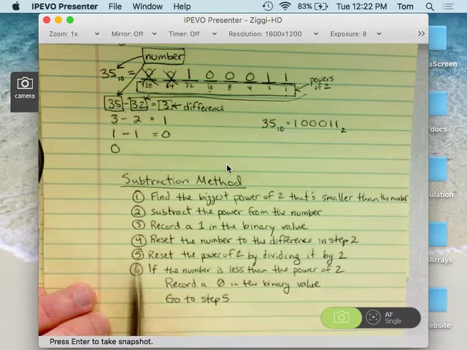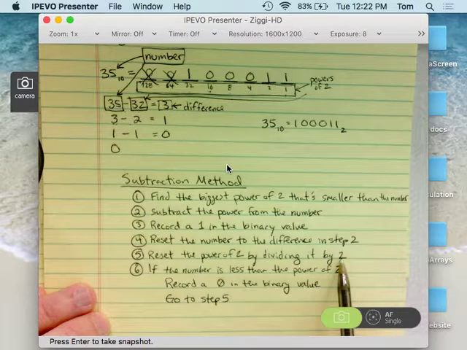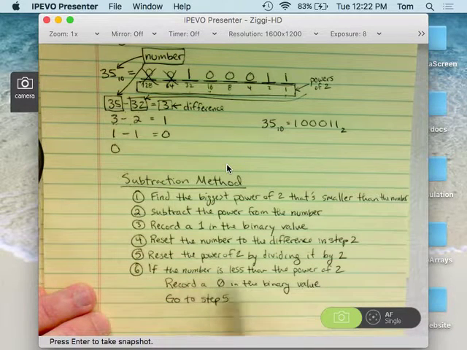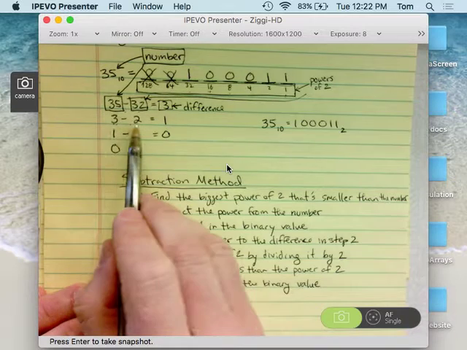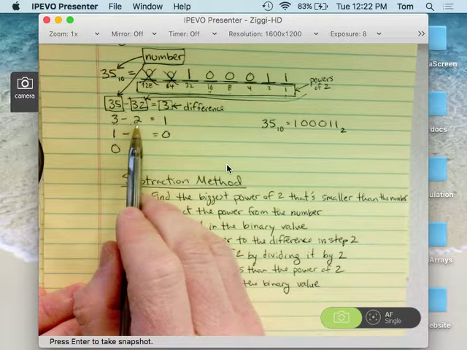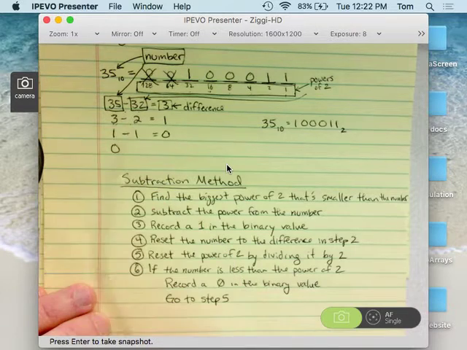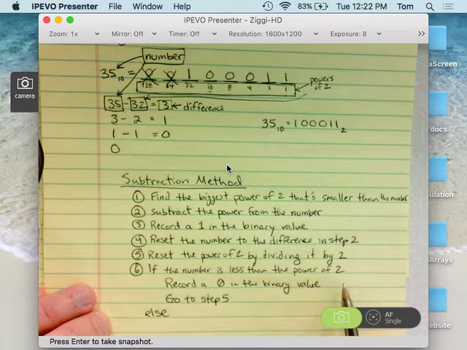Go to step 5. Reset the power of 2 by dividing it by 2. 4 divided by 2 is 2. If the number is less than the power of 2, is 3 less than 2? No, right? So what do I want to do now? Okay? So that's kind of like saying else, right? So the number is not less than the power of 2. Where do I want to go? Go to step 2.